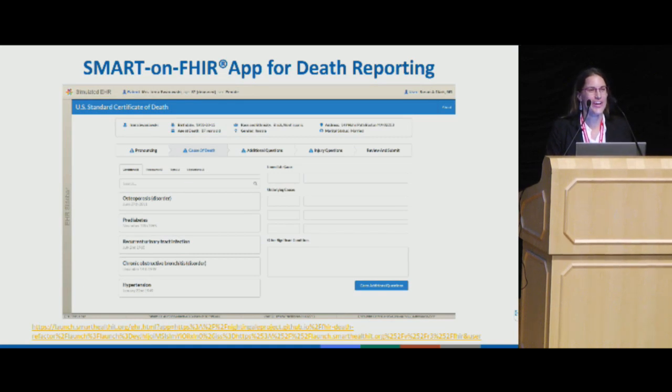And here's where we worked with the MITRE Corporation and Georgia Tech University, and they began to show, through these proof of concept applications, how you could fetch information from a decedent's health record and present it right there when the clinician was signing the death certificate. So that way they didn't have to interrupt their workflow and try to remember what Mr. Smith's health history was.